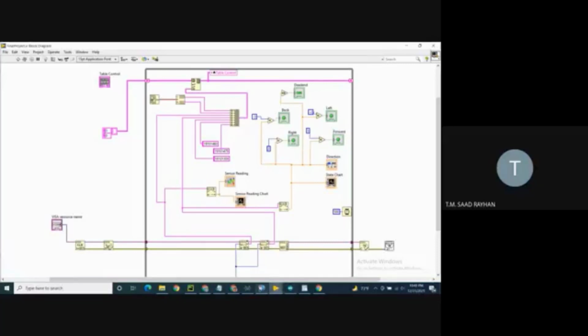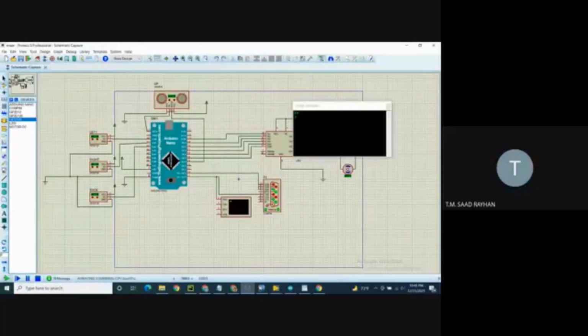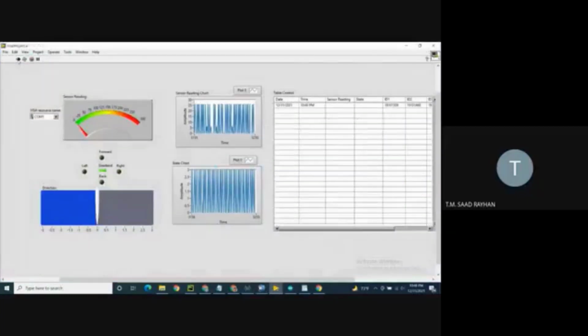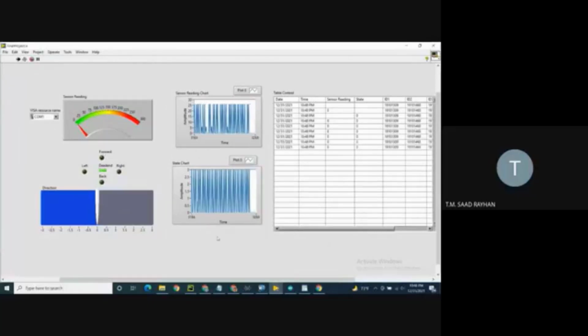And when we run the project, here we can see the initial values. Let me set it to the initial value. And when we run the LabVIEW file, we can see the initial data over here, and the robot is not moving.